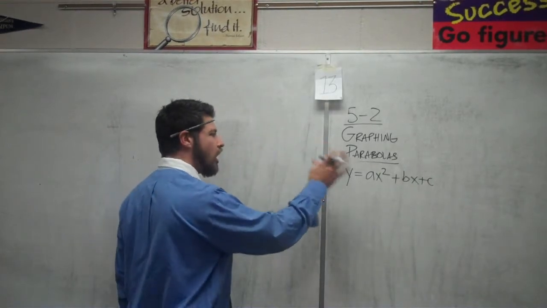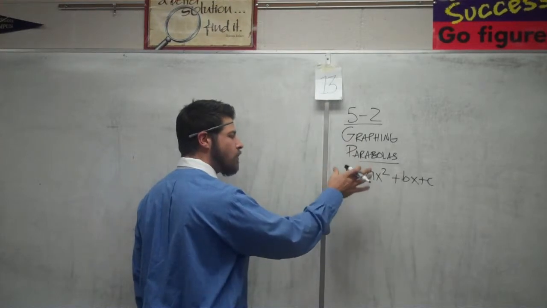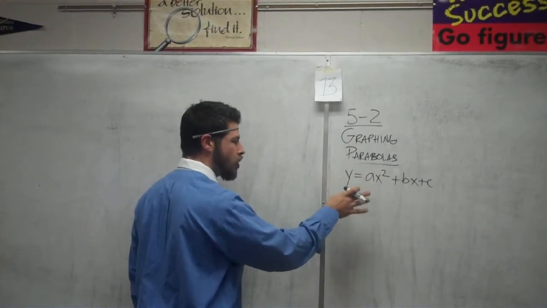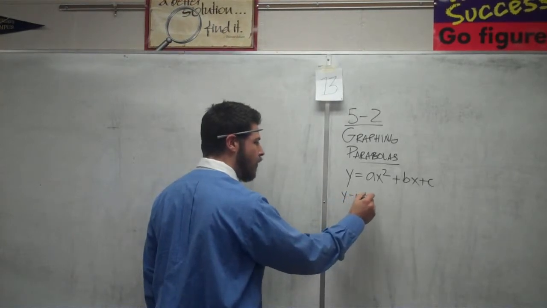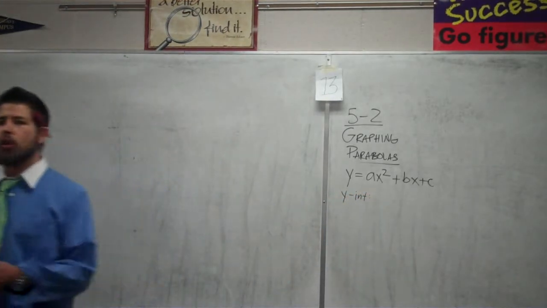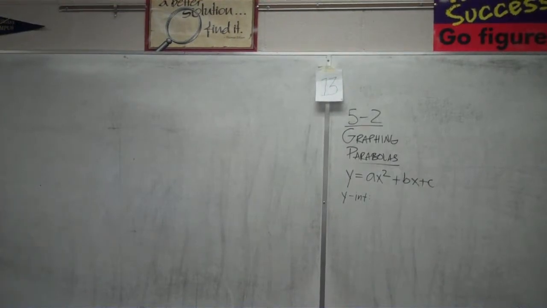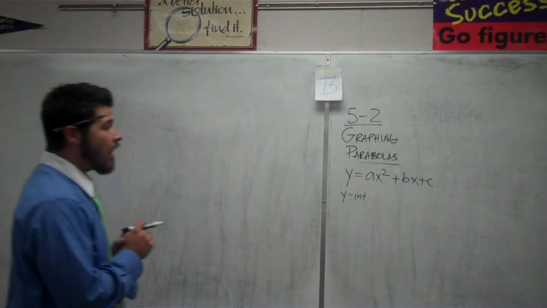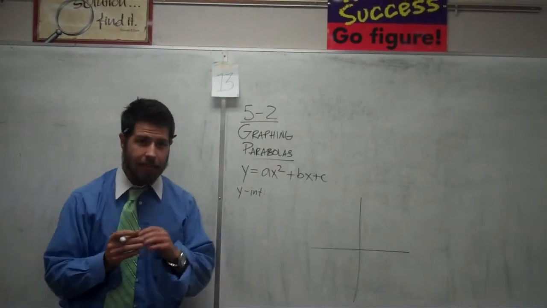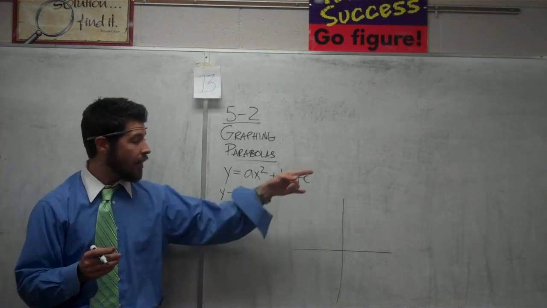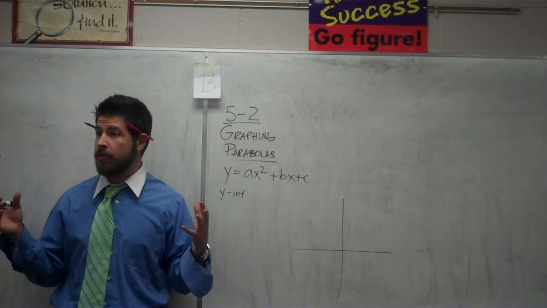All right, we'll start with the general form of what a quadratic parabola looks like, a quadratic function. And we'll start with something very simple. The first thing that we're going to look at is something called the y-intercept. And the y-intercept is very easy to find because if you think about it on a graph, it is the place that crosses the y-axis. That's what the y-intercept means.